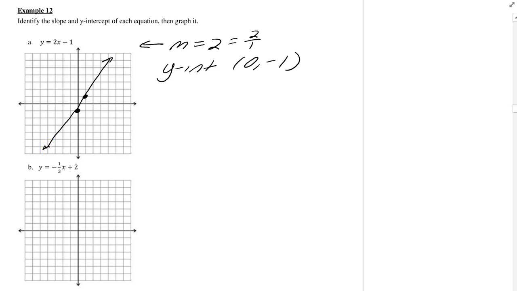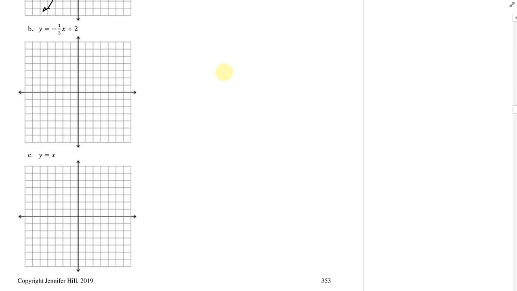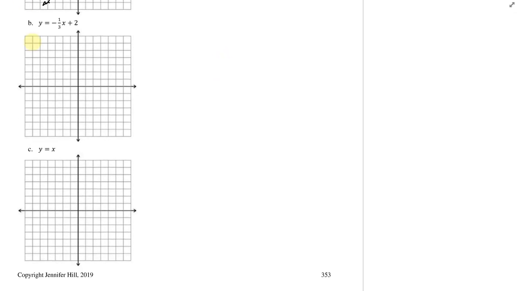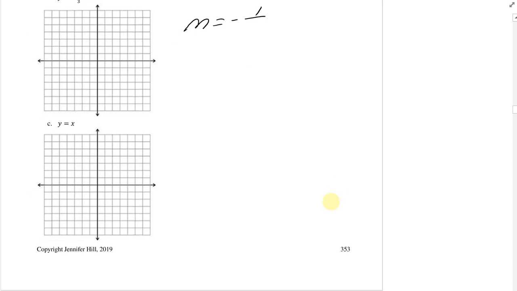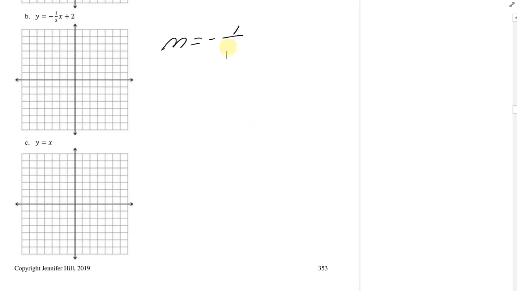So if we do one more of those together, in b here, notice the number attached to my x is this -1/3, so that's going to be my slope, -1/3. And then my y-intercept is going to be this point (0, 2). So first I come to the y-axis, up to 2. Here's my y-axis, I'm starting at 0. I come up 1, 2. So I'm going to mark this point here.